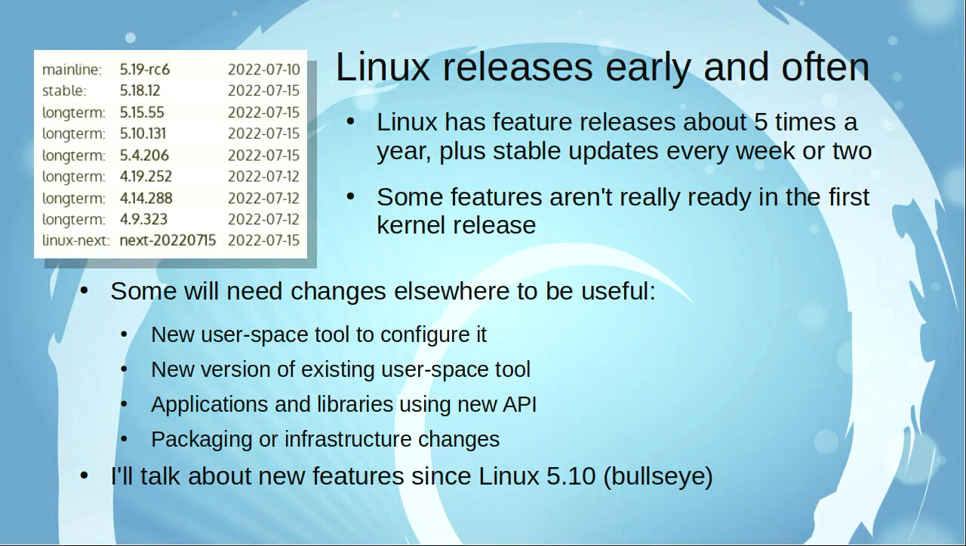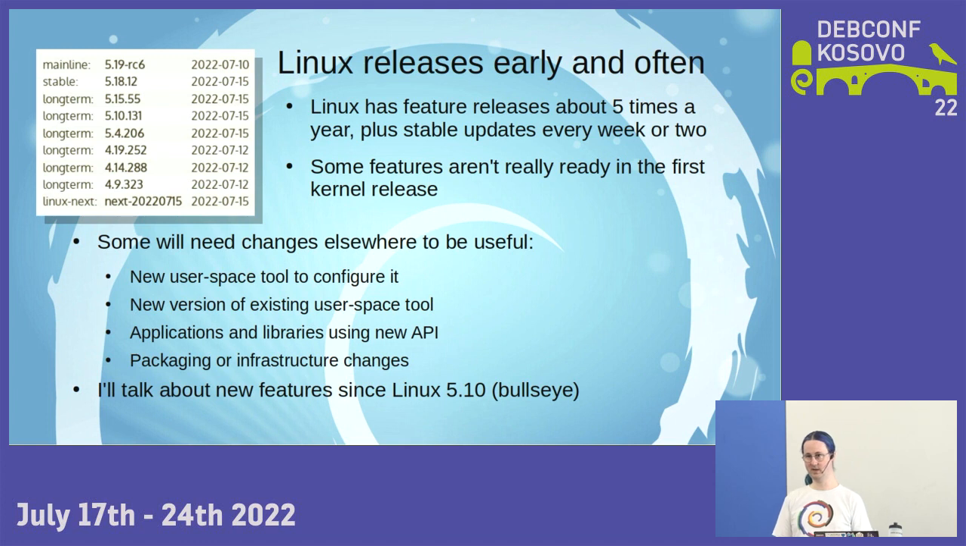As you might know, Linux releases work fairly often. There are about 5 major feature releases every year, with a 9 to 10 week cadence there. And then for each of the supported stable branches, there's usually a stable update every week or so.